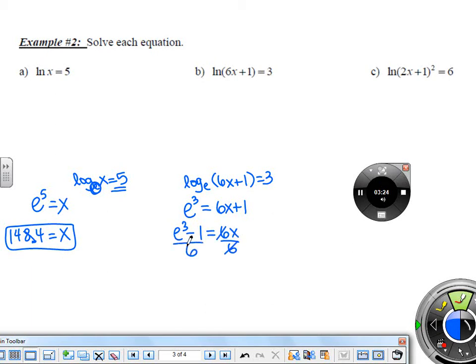So if you were taking a non-calculator test, you could leave the expression just like this, e to the 3rd minus 1 over 6. But with a calculator, you could evaluate e to the 3rd, subtract 1, and divide that by 6 to get that x is equal to 3.18.